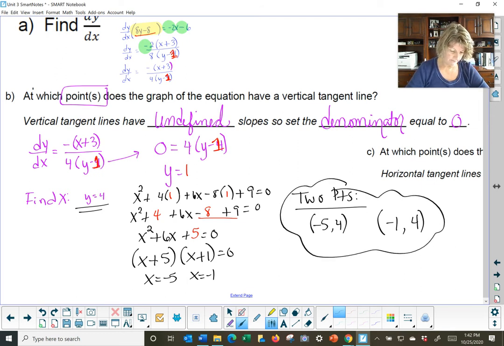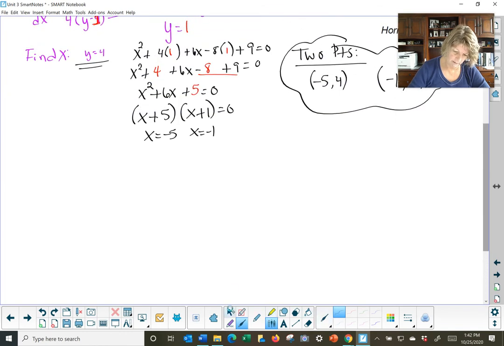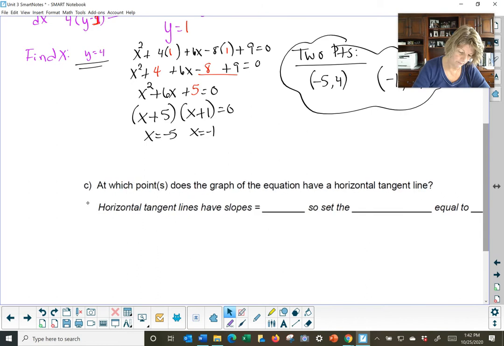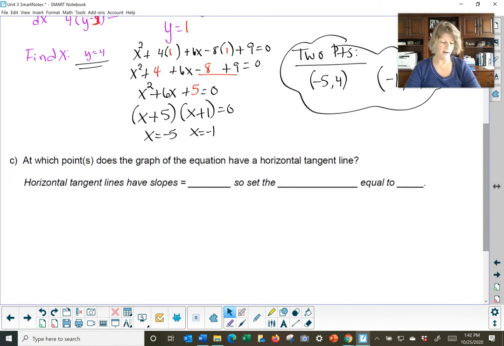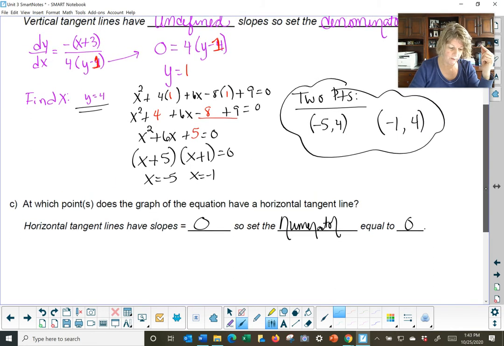All right, part C. It also wants us to find points. At which points does the graph of the equation have a horizontal tangent line? Horizontal tangent lines look like that. The slope is 0. And how would I find that location? So we know the slope is 0. So set the numerator equal to 0. So now I've got to go find what was my derivative.